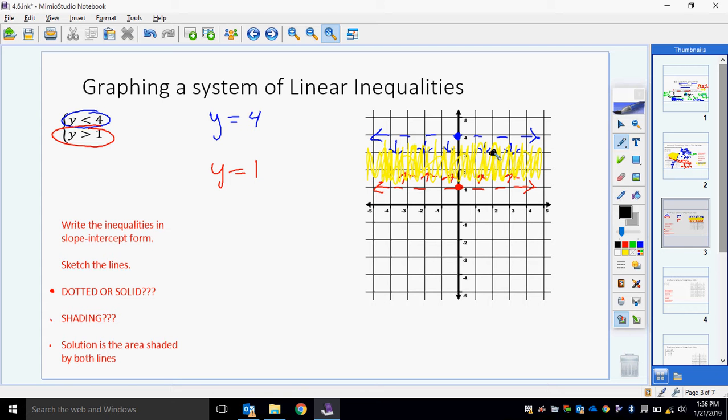Right? I could pick this guy. He's 2, 3. He'd work here and he would work here. I could pick this guy, -4, 2. He would work here and in this inequality. Any x and y value in this yellow shaded region is going to work for my system.